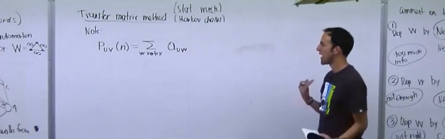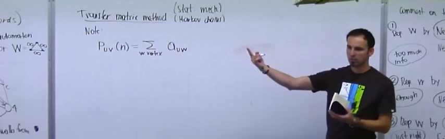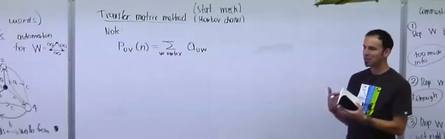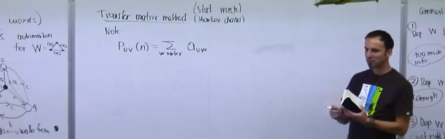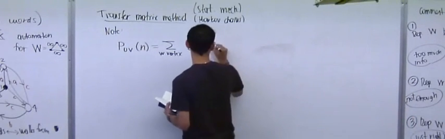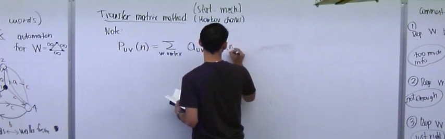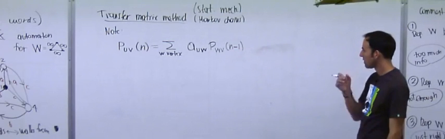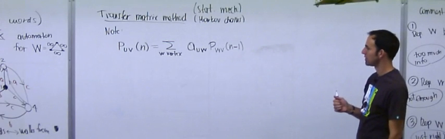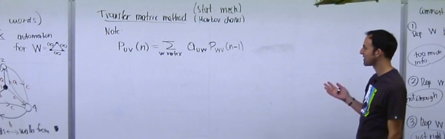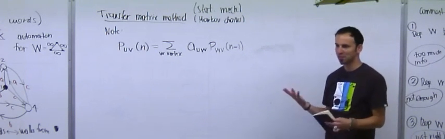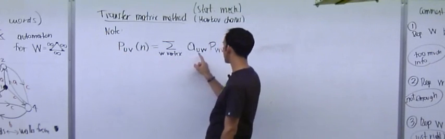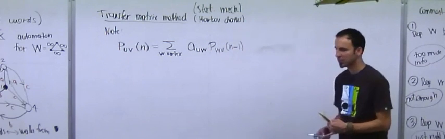Okay? And now I'm sitting at W. I have to get to V, and I already used one step. And so from W to V, I have to get there in n minus 1 steps. Now, if you look at this, I hope it looks to you like a matrix multiplication. The entry UV is summing over W the entry of UW times the entry of WV.